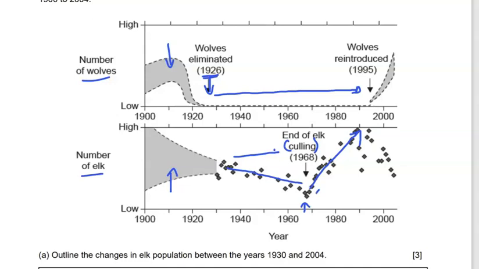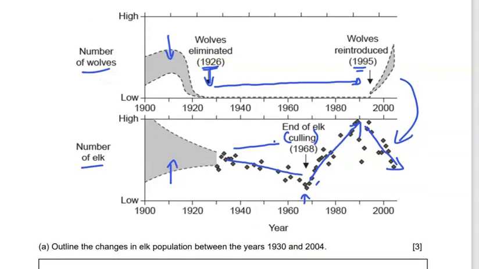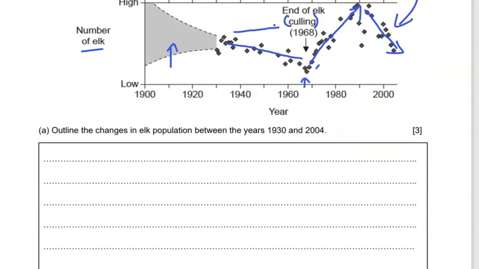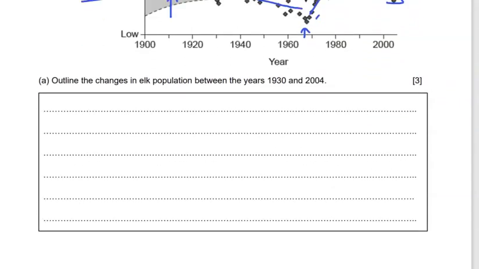And then finally, in 1995, the wolves are reintroduced, so the predators are back, and then there seems to be a downward trend in elk numbers, we're assuming because of predation. Let's now take a look at the question with our knowledge. It asks us to outline the changes in the elk populations between 1930 and 2004.